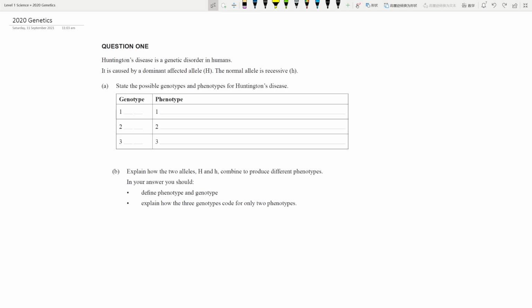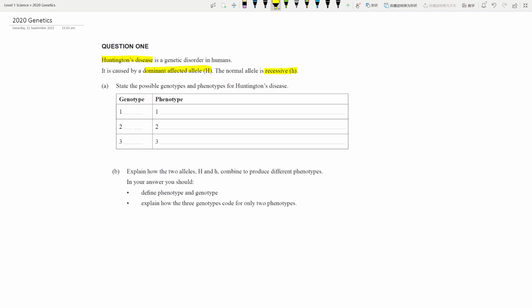Question number 1, Huntington disease. I swear I've seen this particular question before. I think it was one of the older examination papers, but this is a genetic disorder. It's caused by the dominant allele H. So Huntington's disease is caused by this capital H allele, and the recessive allele is small h.